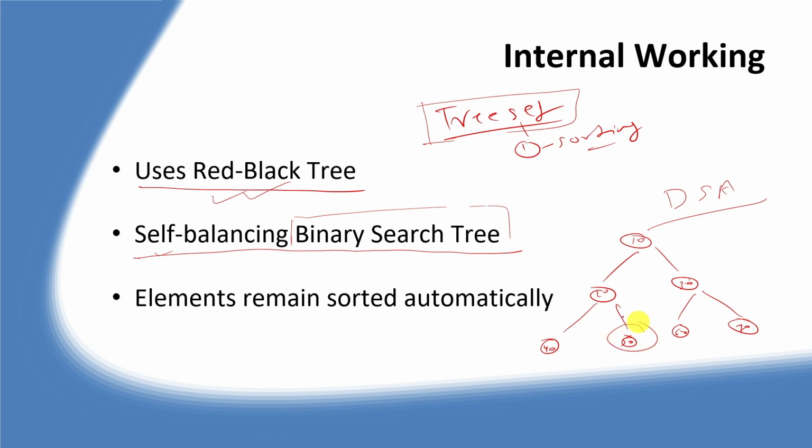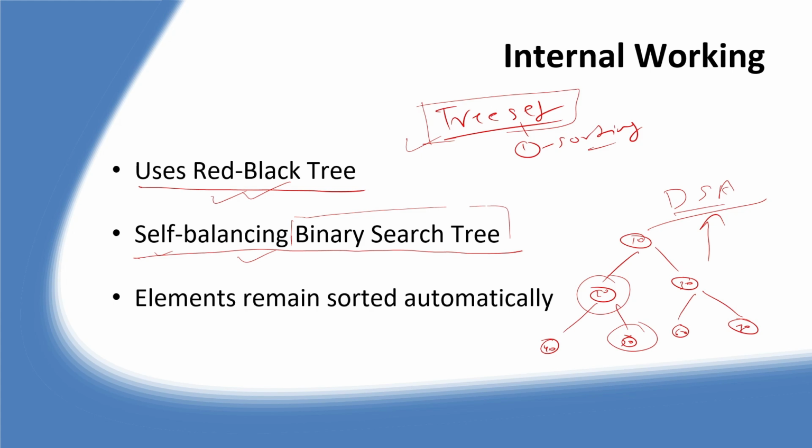Let's say if I remove this one, 20, then this tree will be automatically balanced. That's why we are saying self-balancing binary search tree. If you are thinking how it is automatically balanced, then we need to study DSA. That topic will be covered as part of DSA. But for now, as part of TreeSet, we should know it uses a red black tree, which is a self-balancing binary search tree. If we perform any insert or delete operation, the tree gets balanced automatically.